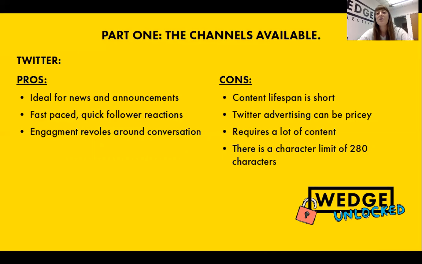The cons of it. So the content lifespan is short. This basically means that if you post a tweet, within 20 minutes or something it could be pushed very far down someone's news feed, because there's so much traffic on Twitter, so many people putting out so many tweets, that a tweet doesn't actually last very long, and might not be seen very often. Twitter advertising can be quite pricey. It requires a lot of content, and there's also the character limit of 280 characters.